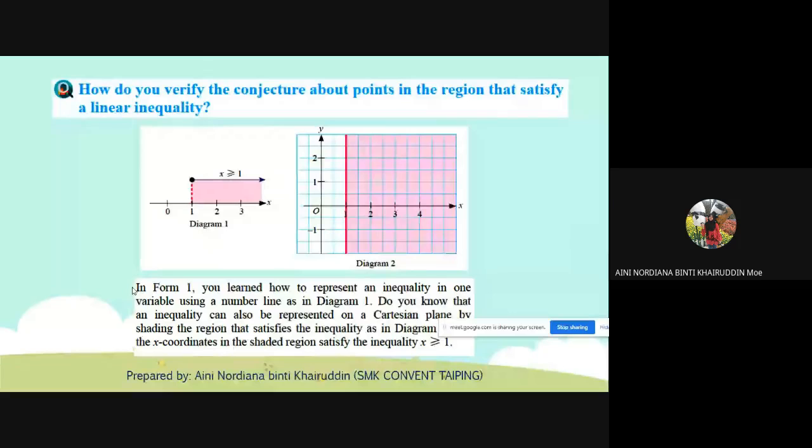So in Form 1, you learn how to represent an inequality in one variable using a number line as in diagram 1. So in Form 4, we are going to use Cartesian plane.